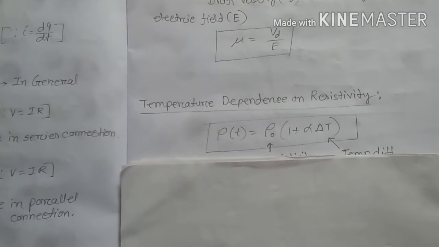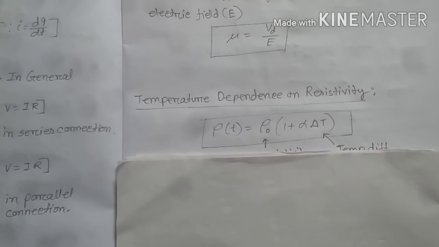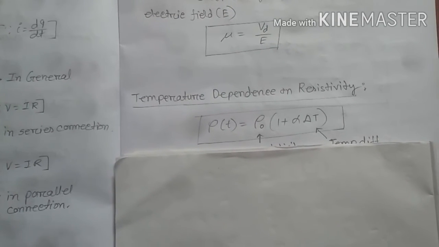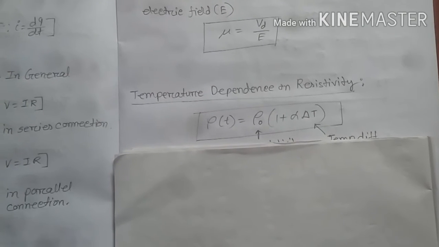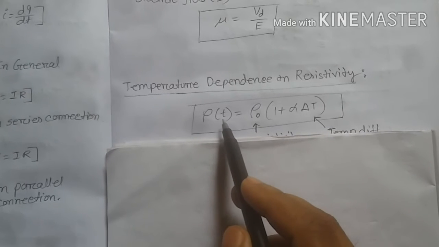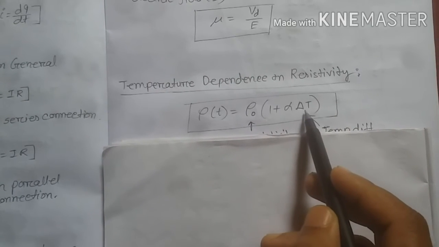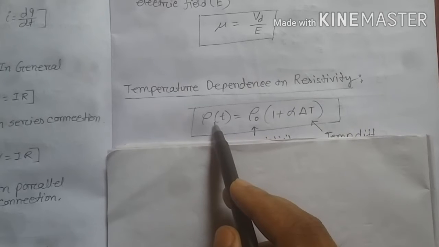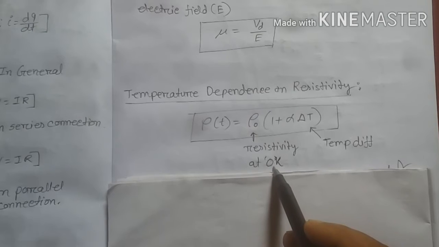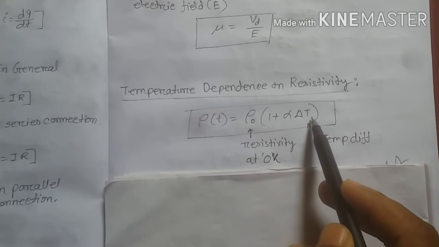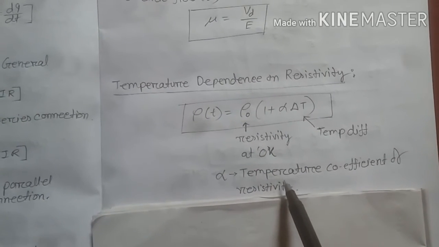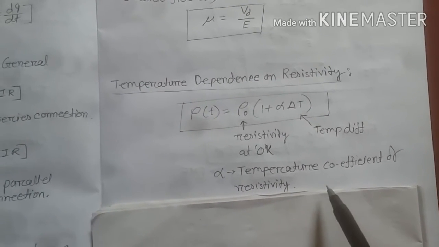The dependence of resistivity. In the last class I discussed that resistance varies with the temperature because of the vibration of the immobile ions, atoms, molecules in the conductor, and the resistivity varies with temperature like this: rho T equals rho naught (1 plus alpha delta T), where rho T is the resistivity at temperature T and rho naught is the resistivity at 0 Kelvin, and this delta T is the change in temperature, and alpha is called the temperature coefficient of the resistivity.